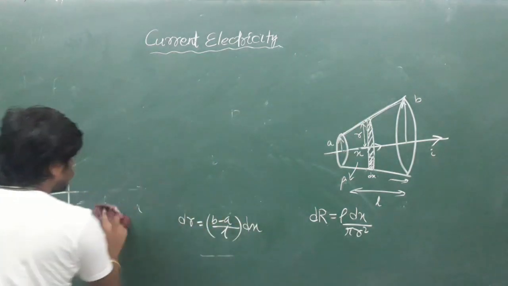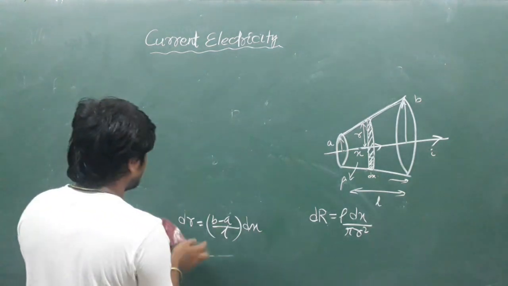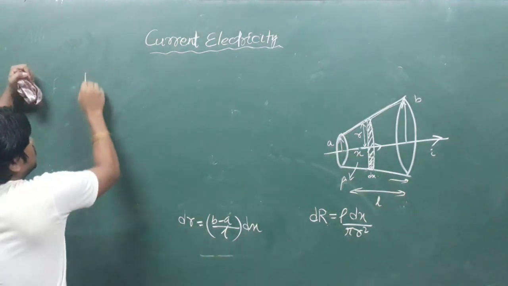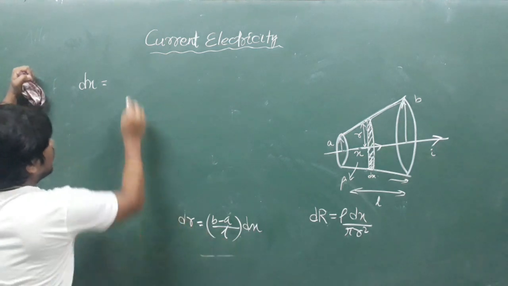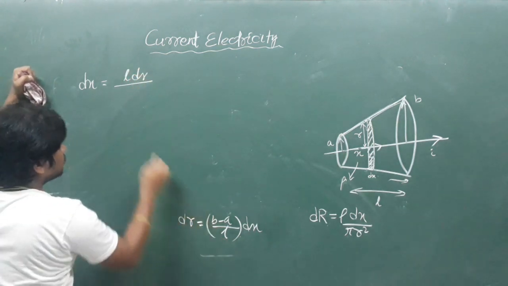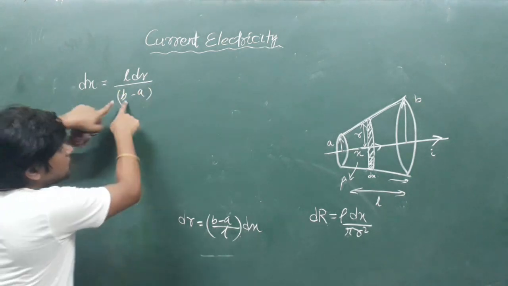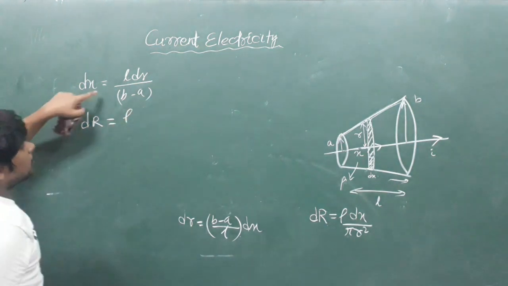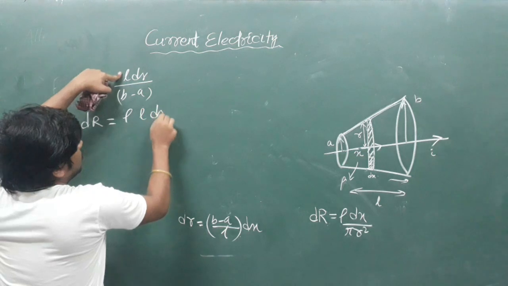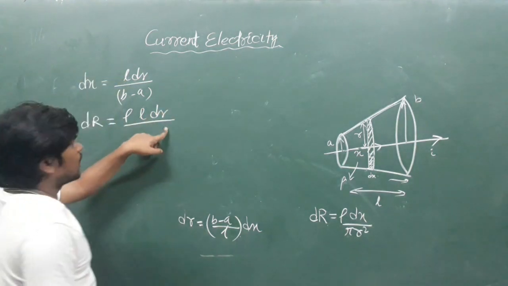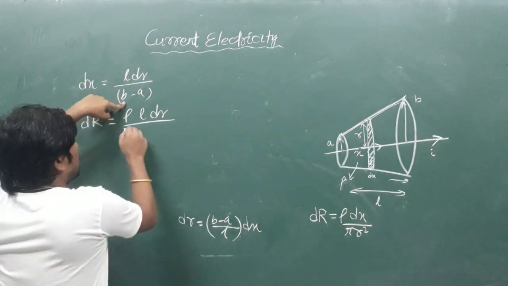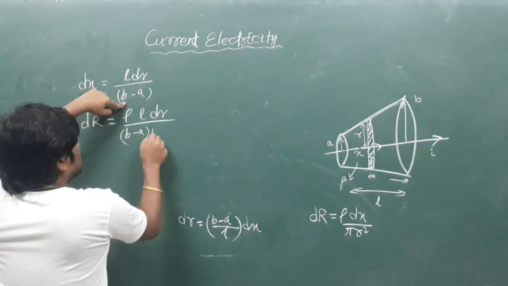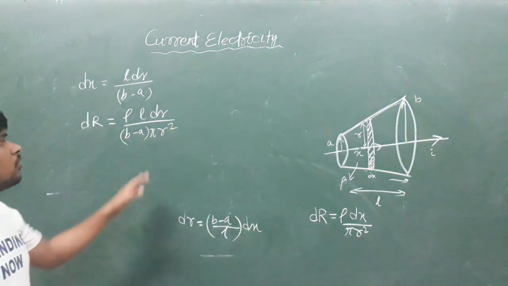Just proceed as I told, listen again and again so that you can find the perfect answer. So dx will be how much? dx will be l dr divided by b minus a. So put the value here. So dr will be rho, and I am writing the value of dx here: l dr divided by b minus a, and it was pi r squared.